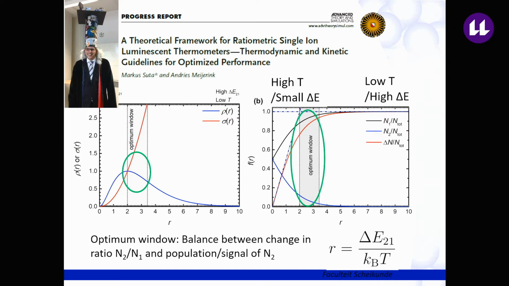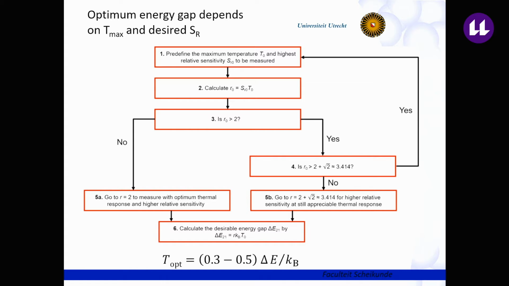But at the same time, if you increase temperature, the population of the higher level goes up. And what Marco showed very nicely mathematically is that the optimum window is for the temperature range where R is between 2 and 2 plus the square root of 2, so 3.41. That's the ratio where you have the optimum response for temperature sensing. And he made a nice scheme where you can define, is my thermometer, is the energy level gap that I want to use good for that temperature window, and you can find that in the paper. So the optimum temperature window is between 0.3 and 0.5 times delta E over kB, the Boltzmann constant.